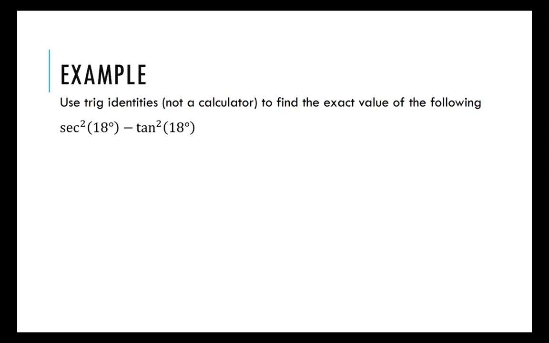Now, just using some identities, we're going to use the ones we know, and we're going to try to find the exact value of these trigonometric statements. So I've got secant squared of 18 degrees minus tangent squared of 18 degrees. And I want to use the identity that has to do with tangent squared and secant squared. So now the Pythagorean identity that I want to use is tangent squared theta plus 1 is equal to secant squared theta.